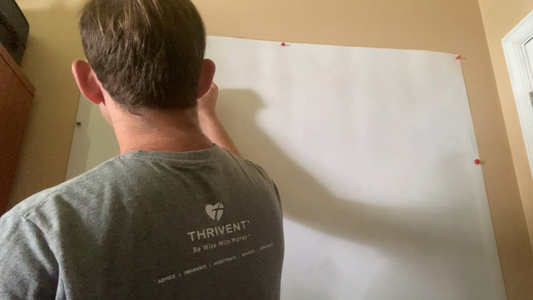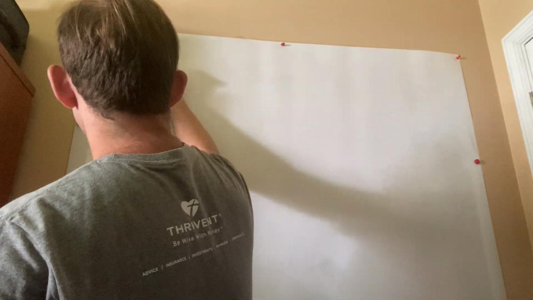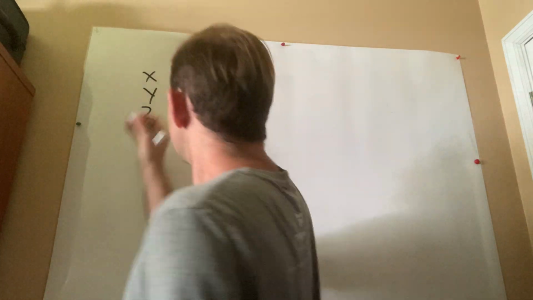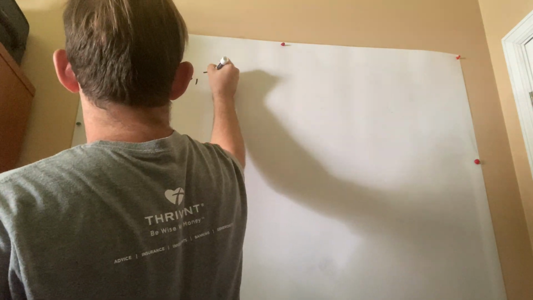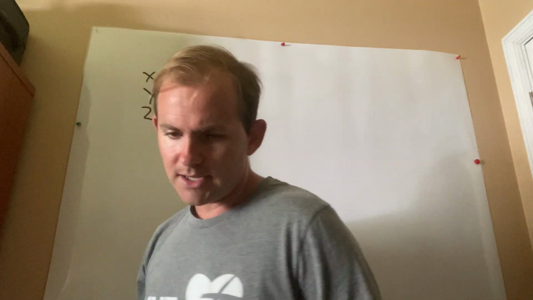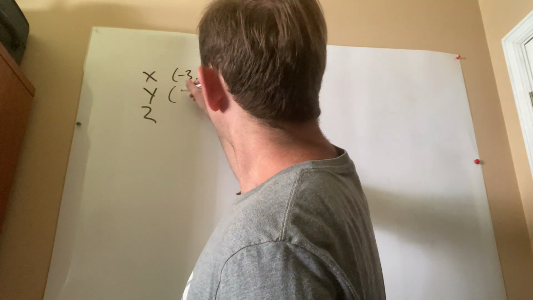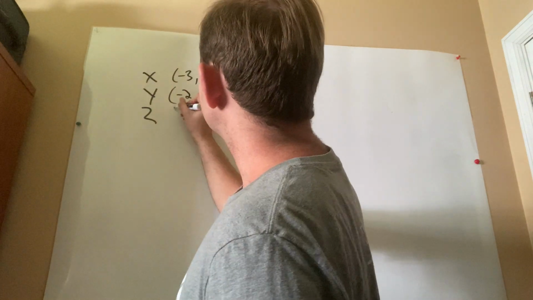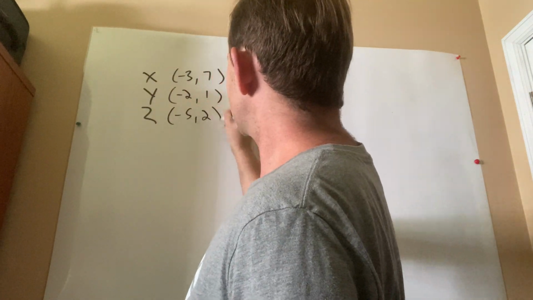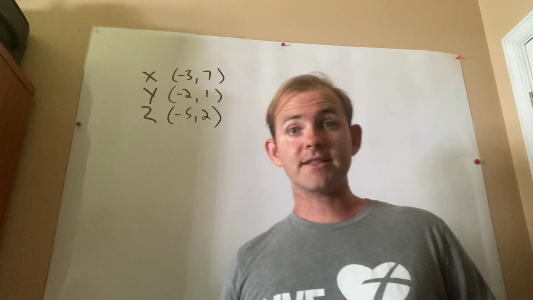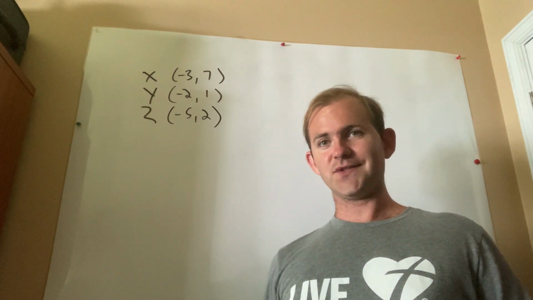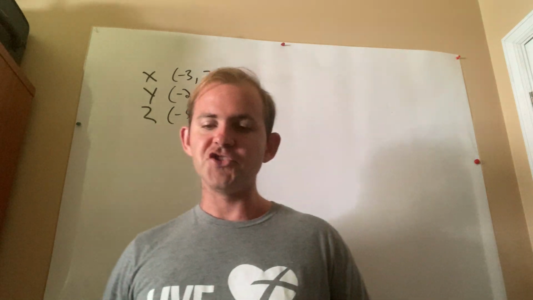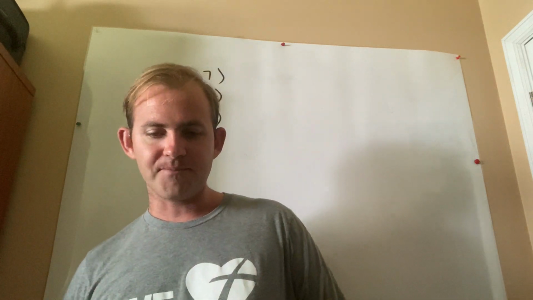Okay, so example number 1 gives me the following coordinates, x, y, and z, right? So I start off with (-3, 7), (-2, 1), and (-5, 2). Okay. So I'm going to start off by showing this algebraically, just so you can see how easy it is, and then we'll show it graphically, just in case you're kind of like a visual learner and you prefer that particular method.